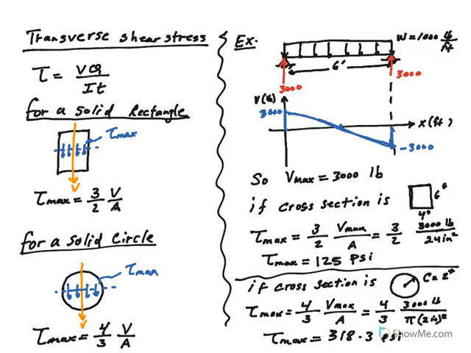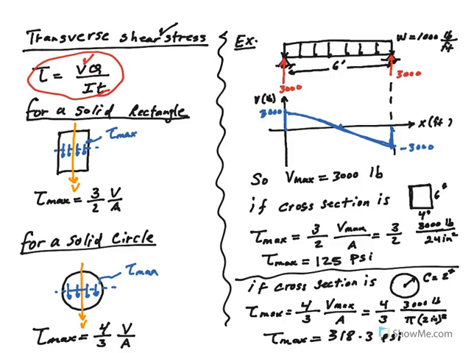Hello everybody. I'm here to quickly review the equations for the transverse shear, as well as make a note that, for a solid rectangle and solid circle, we don't have to use the shear formula. You guys remember from the previous video that the transverse shear stress is calculated based on this shear formula here: tau equals VQ over IT.